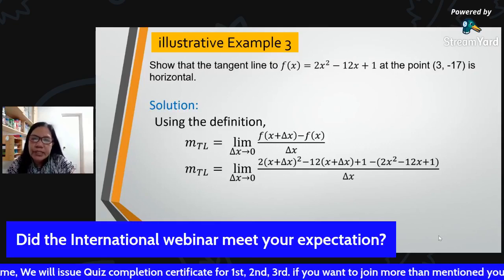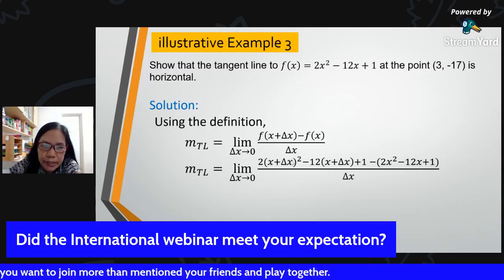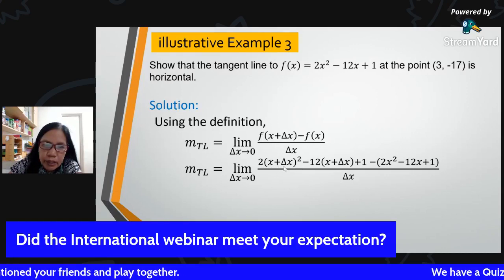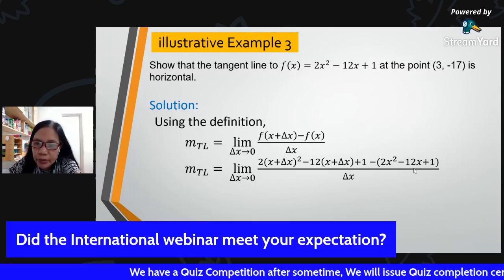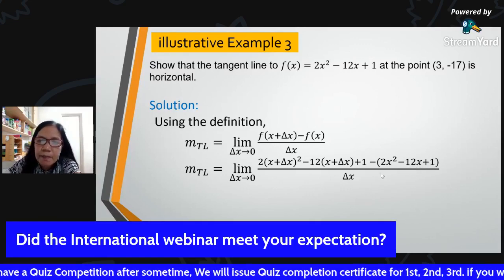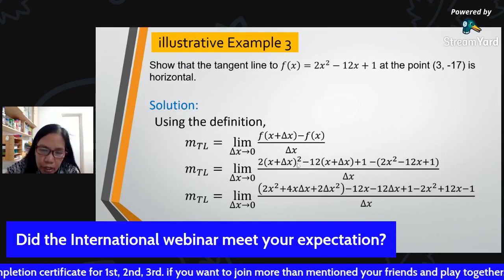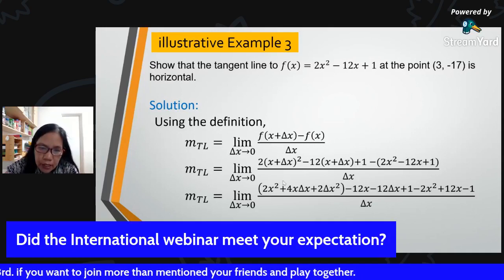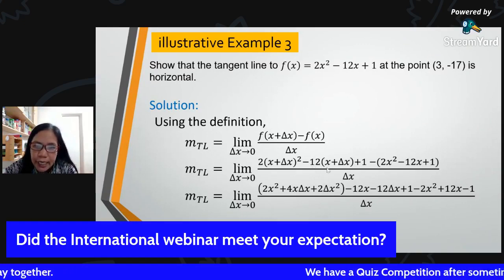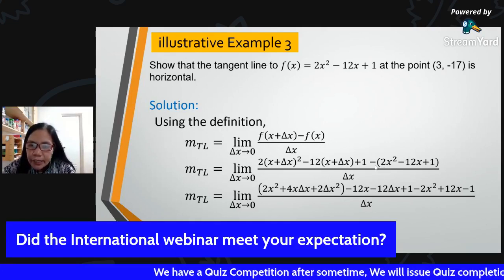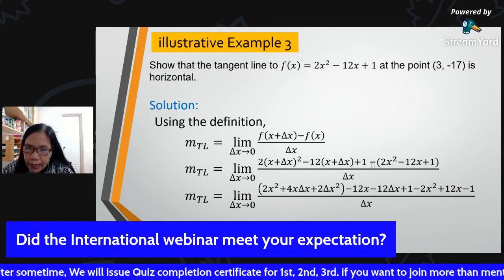And then use the same procedure of adding delta x to our x here. So 2 times x plus delta x squared, minus 12 times x plus delta x plus 1, minus the original function, which is f of x, all over delta x. Then we have to again square the binomial and multiply by 2, so we have this one, and then this is minus 12x and minus 12 delta x plus 1, and then this is minus 2x squared, positive 12x, and negative 1.